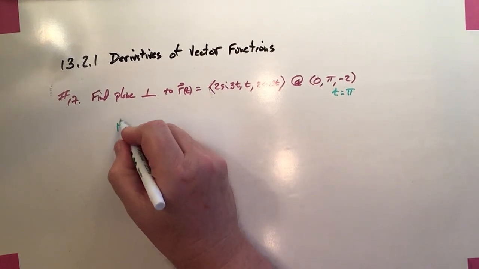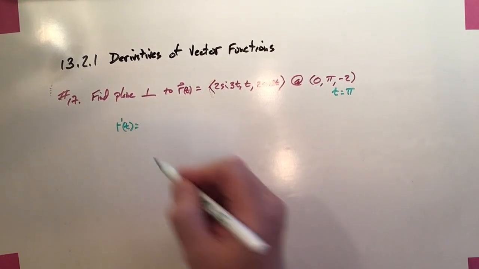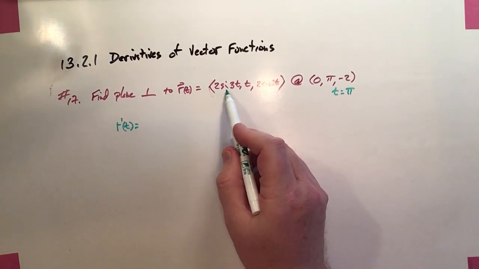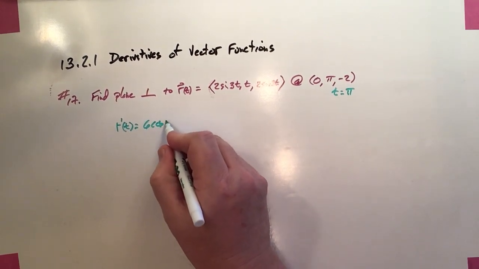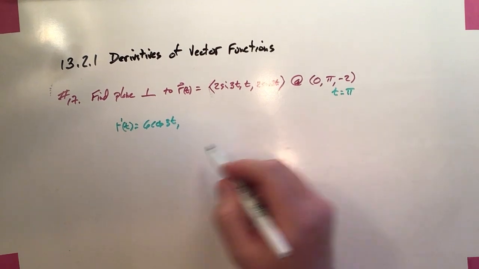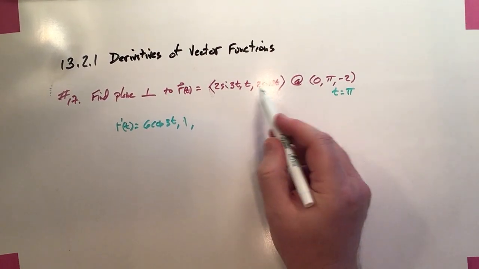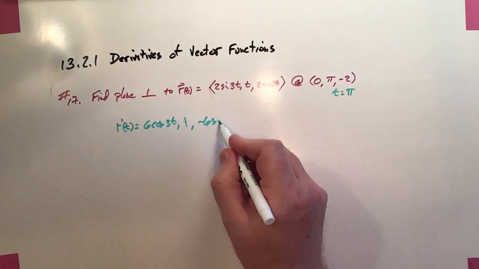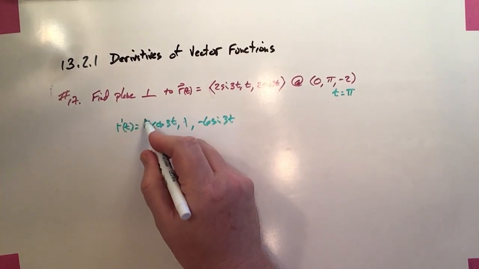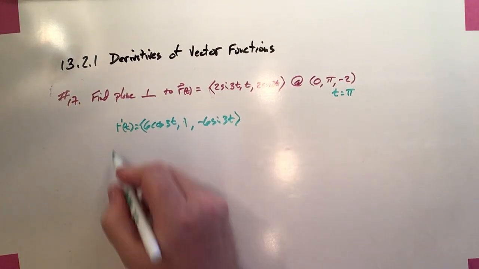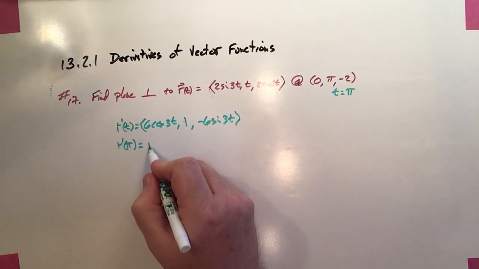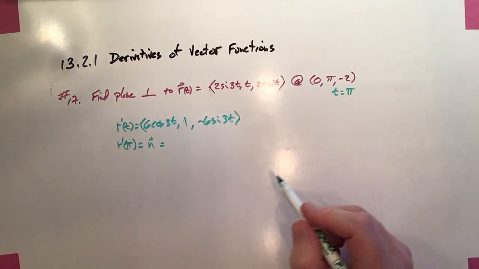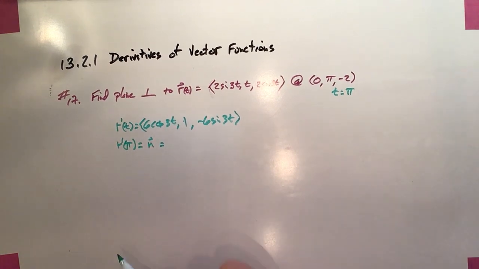Okay, so here's the first derivative of r, and that's going to be 6 times the cosine of 3t. This will be 1, and this will be -6 times the sine of 3t. And of course, r prime at pi will give me the normal. So this will be equal to the normal vector, the one we want for the plane.